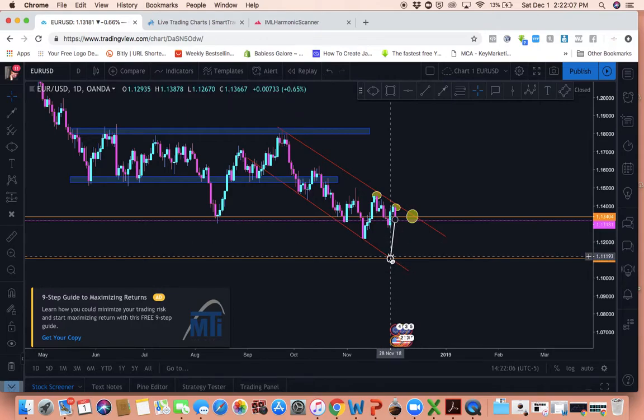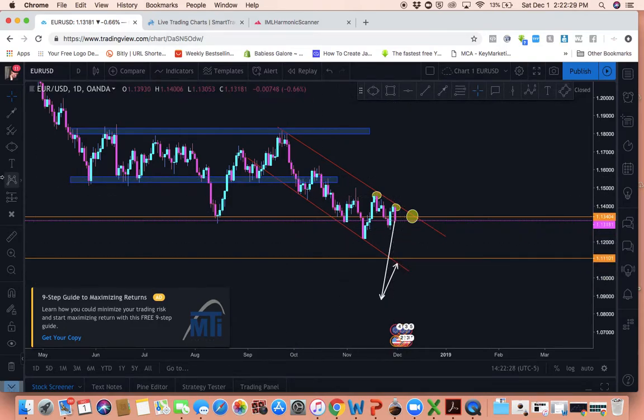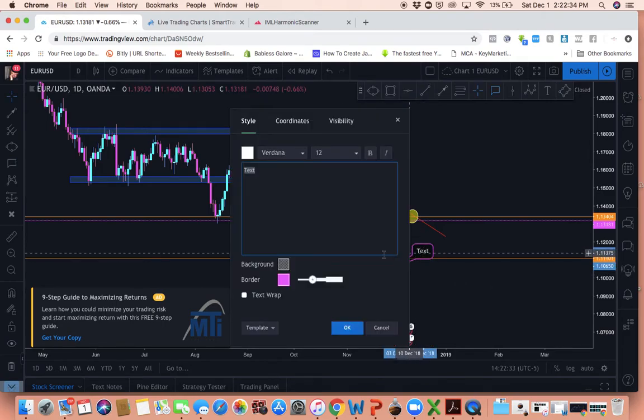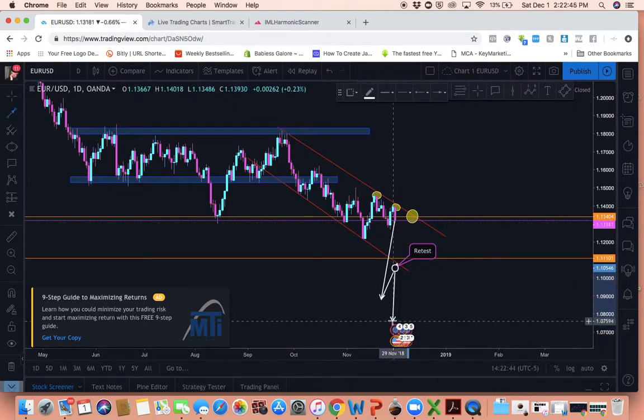So now you're like, okay, is the market going to continue down, or is the market going to revert and go back up? The way you know the market is going to continue down is if structure breaks and gives a retest at this zone. This is the retest. Retest and comes back down.